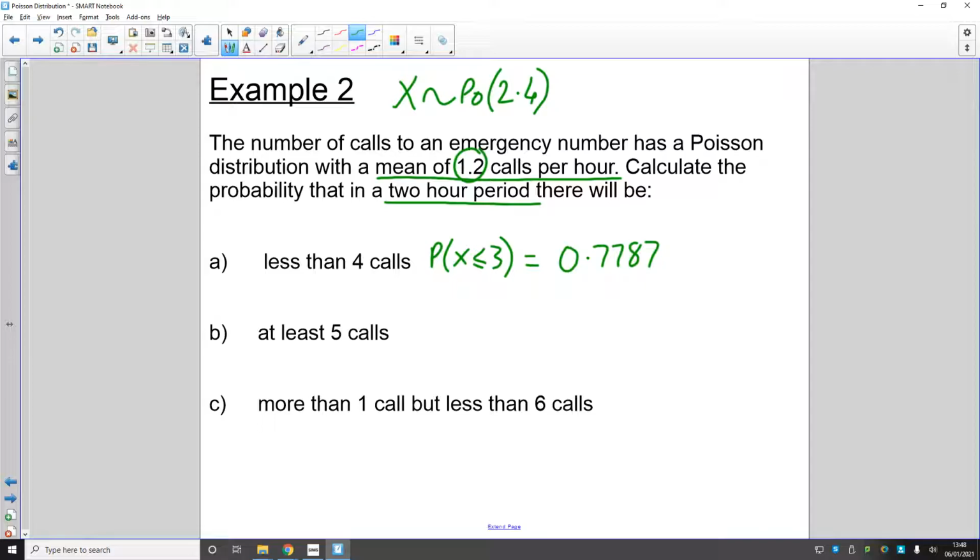At least 5 calls. So that means we want 5 or more. And again, we can't use the tables or calculators for 5 or more. It only works for probabilities less than or equal to. So what don't we include in 5 or more? Well, we don't include 4 or less. So in other words, we want to work out the probability of having 4 or less and then take that from 1. So again, I'm just using the tables on the next page.